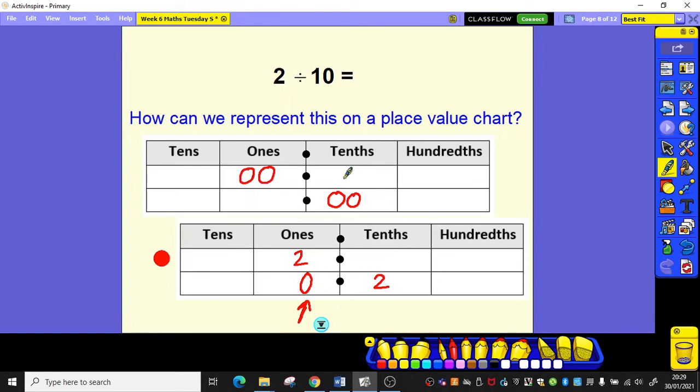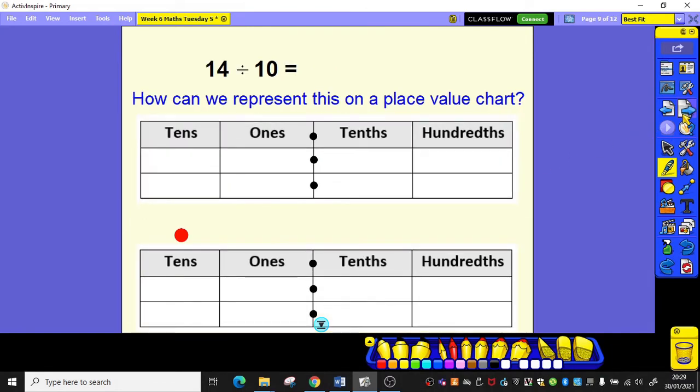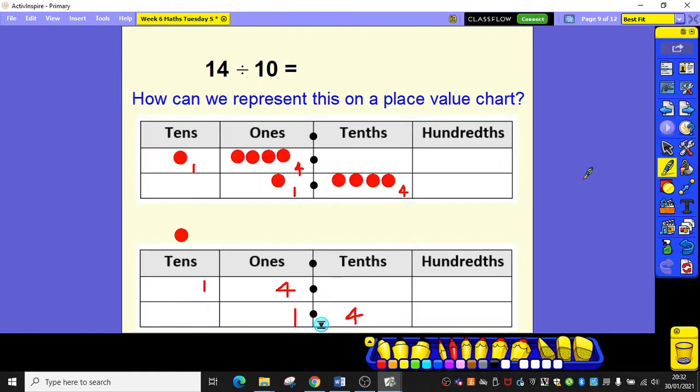However, when you complete your work today, you don't have to do counters and numbers. You can choose whichever helps you the most. You could actually even show both on the same grid. So looking at the information in front of you, here I've shown number 14 using counters, but I've also written it as digits underneath. And then I've shown what happens when you divide by 10 using counters and digits underneath.